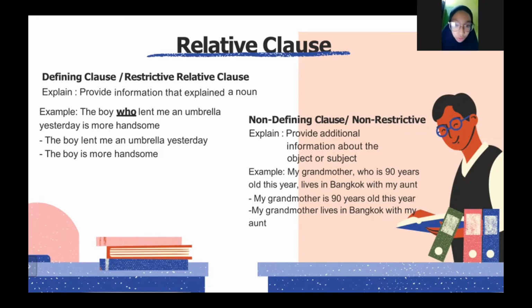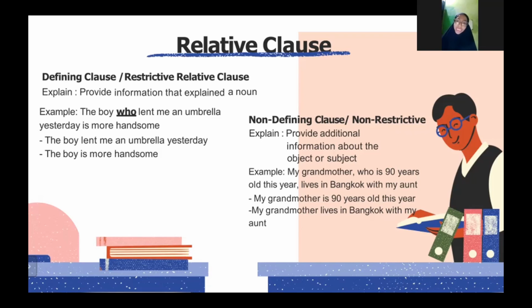Number one, defining clause. Example: the boy who lent me an umbrella yesterday is more handsome. It becomes two sentences: one, the boy lent me an umbrella yesterday, and the boy is more handsome. Next, non-defining clause. Example: my grandmother, who is 19 years old this year, lives in Bangkok with my aunt. It becomes two sentences: my grandmother is 19 years old this year, and my grandmother lives in Bangkok with my aunt.